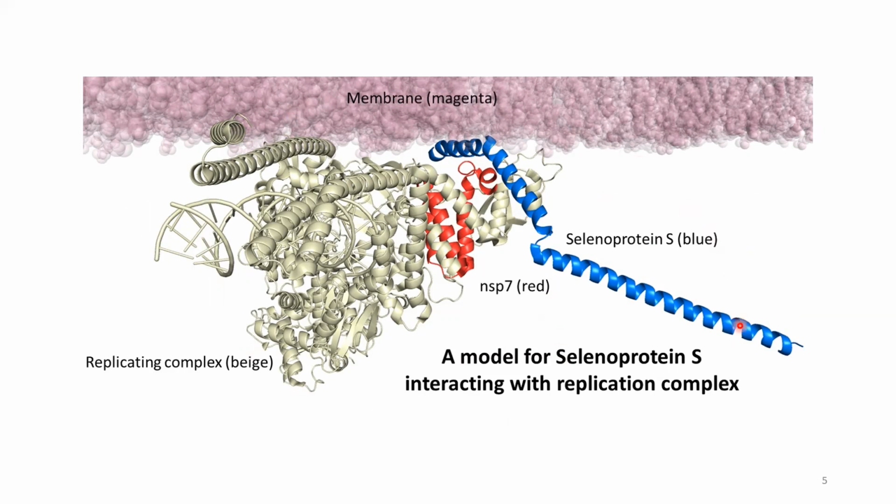However, this figure is only a model, it's hypothetical, because we don't know which part of NSP7 is involved in this interaction. And we also don't know if seleno S attaches this complex to another molecule or if it attaches that to a membrane or not. Actually, these are the questions that we are going to answer in the future.